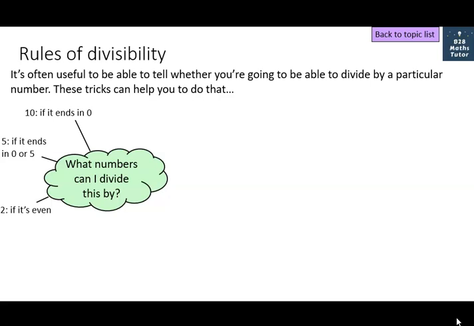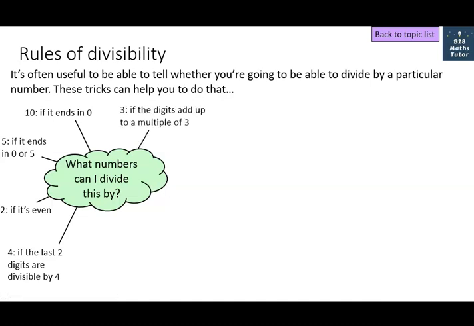Then there's one that you might not know for dividing by 4, which is a little bit harder to work out, but you only need to look at the last 2 digits because 100 is a multiple of 4. So the 4 times table repeats itself in every 100. So you only need to look at the last 2 digits to know whether it's possible to divide the number by 4.